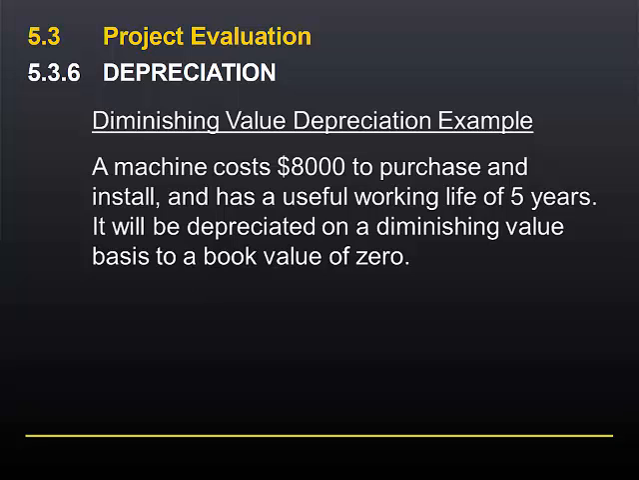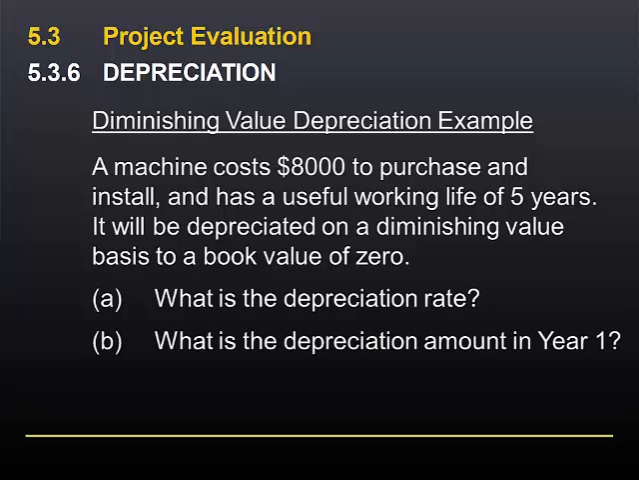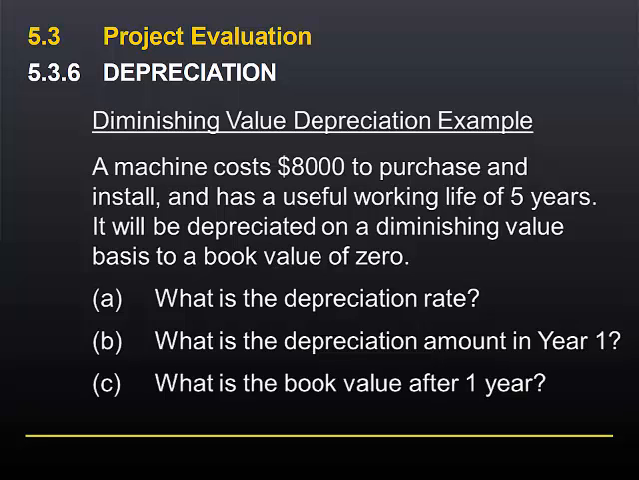Once again, we have a machine costing $8,000 to purchase and install, and which has a useful working life of 5 years. It will be depreciated on a diminishing value basis to a book value of 0. We need to calculate the depreciation rate, the depreciation amount in the first year, and the book value at the end of that first year.